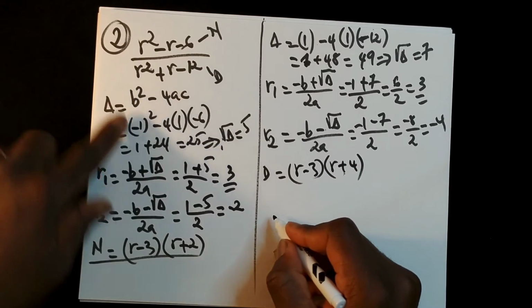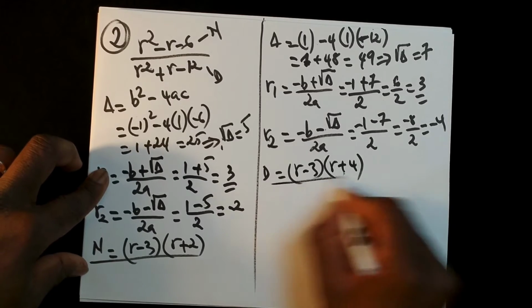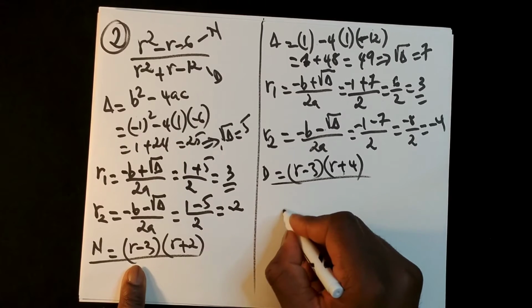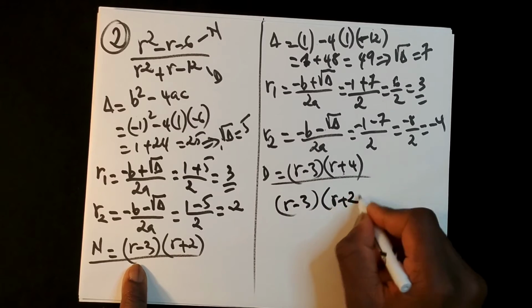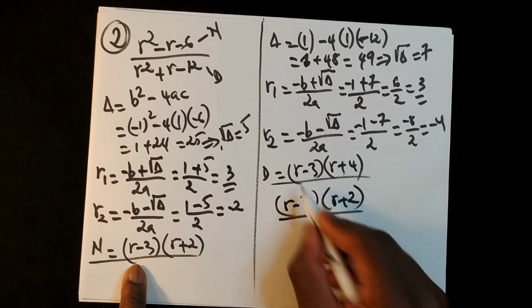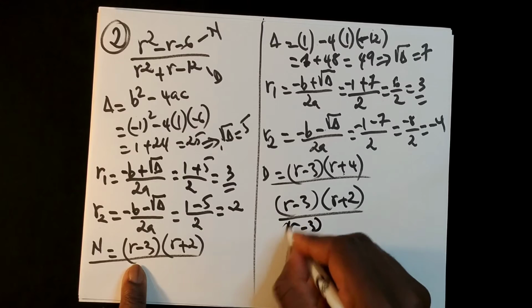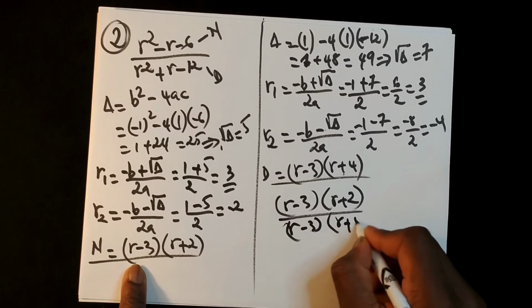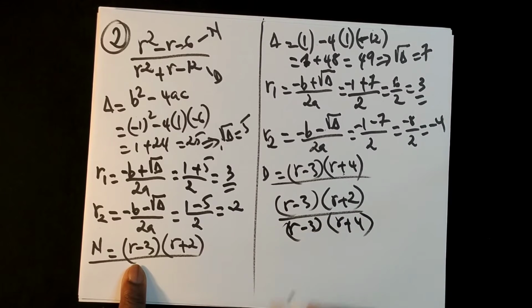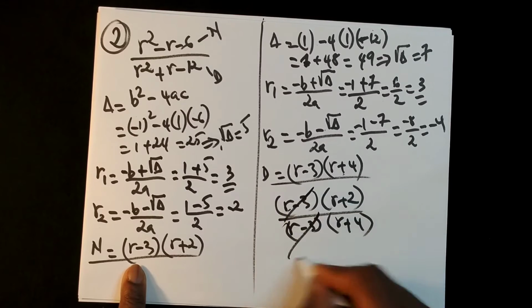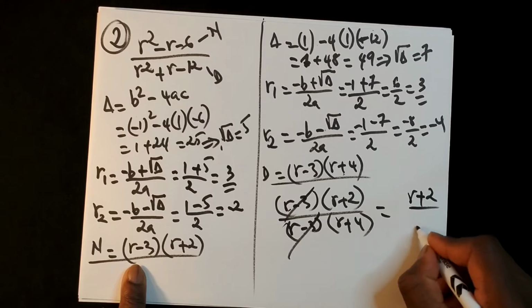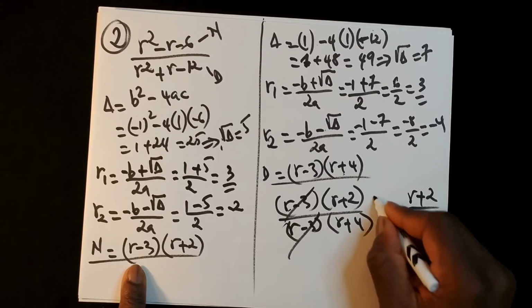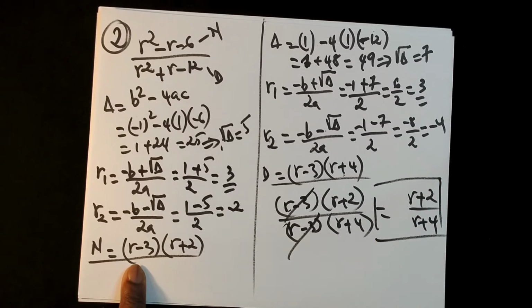So the whole expression: we have the numerator (r minus 3) factor of (r plus 2) over the denominator (r minus 3) factor of (r plus 4). So (r minus 3) goes away. We have (r plus 2) over (r plus 4). Final answer.